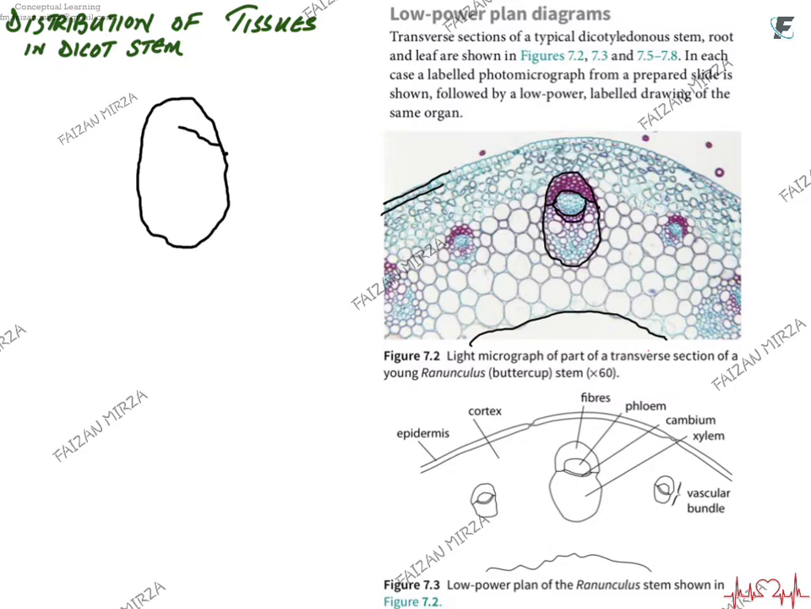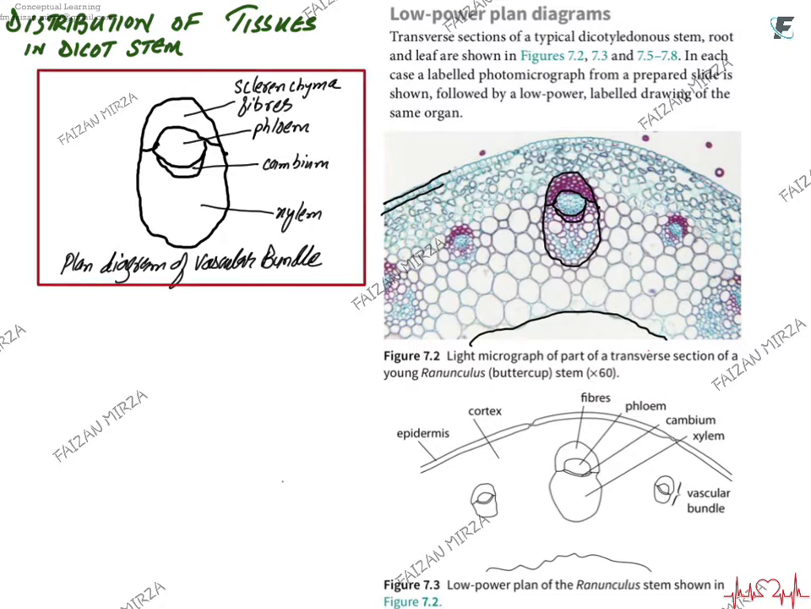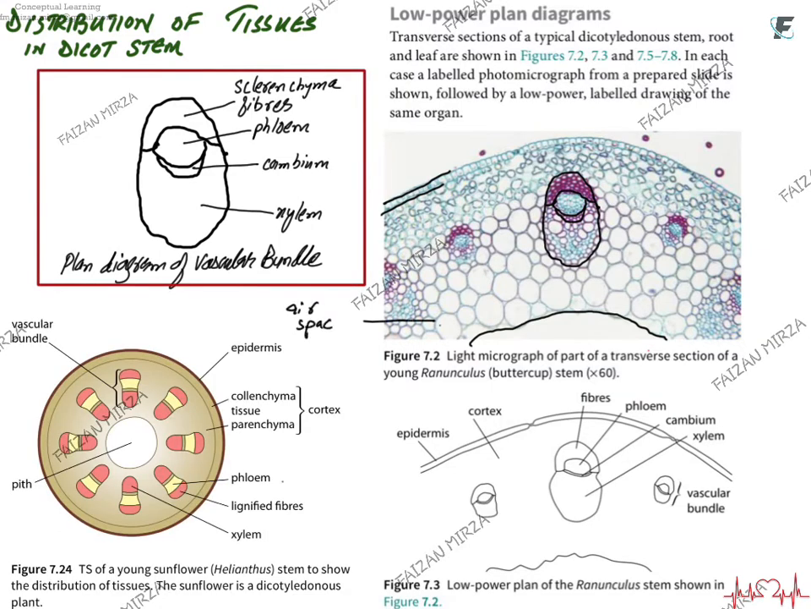If you are drawing a plant diagram, it should have the details of a low power plant diagram showing how the vascular bundle tissues actually look. So you have sclerenchyma fibers, then the phloem, then cambium, and then xylem. These are the air spaces which you can see between the parenchyma cells.